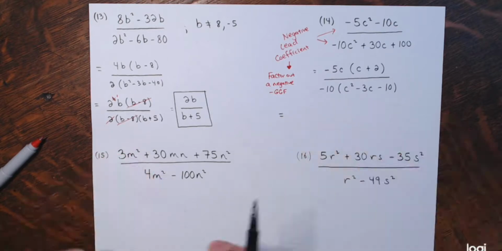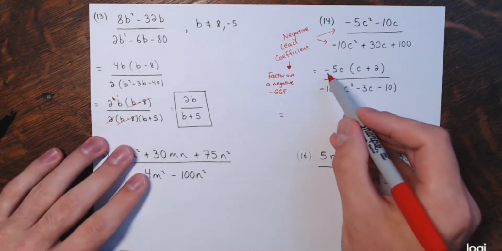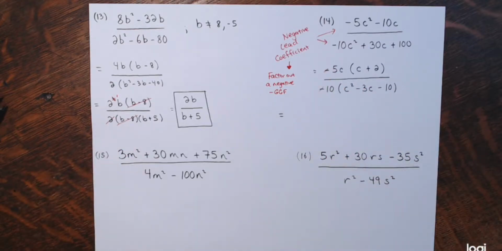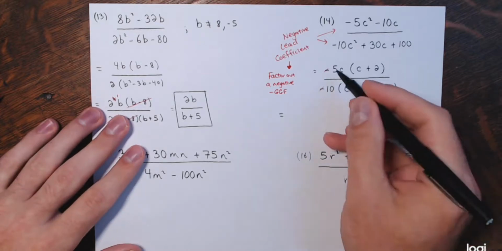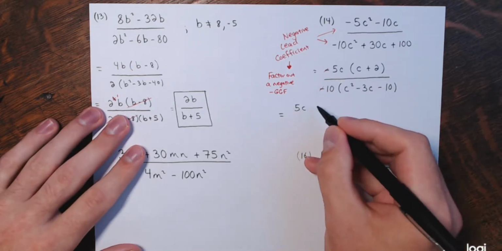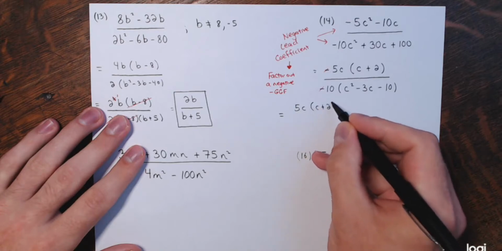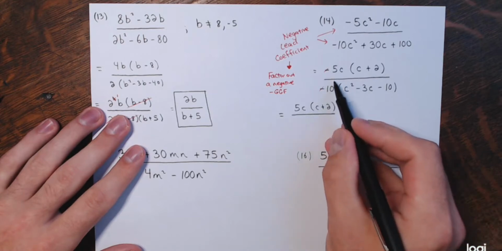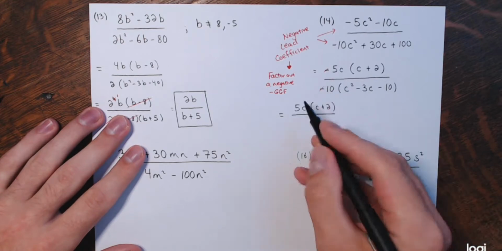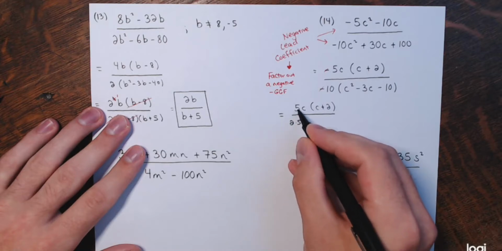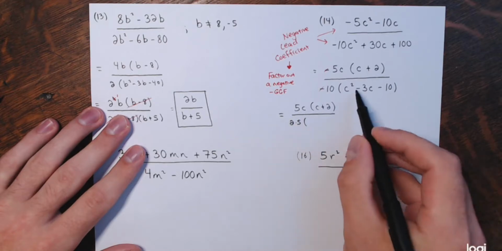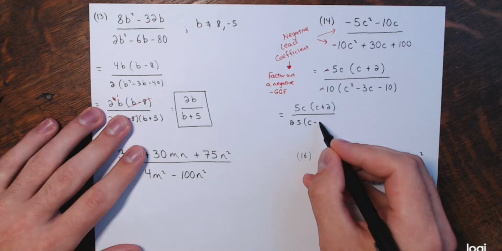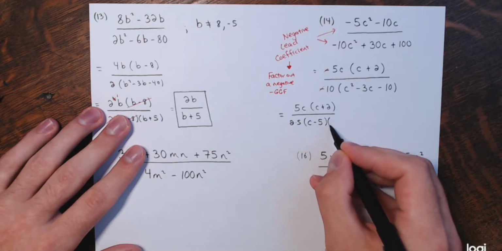Now, one thing I'll point out here also is that we have a negative factor. I'll cancel those right now. That'll make this positive. Have a positive lead coefficient here. The negatives cancel. So I've got 5 times c plus 2 in the numerator, right? When that's totally factored. And then 10, I noticed that 5 and 10 will have a common factor. So I'm going to break 10 up into 2 times 5 just to get that common factor exposed. and then the other factor, c squared minus 3c minus 10, that factors to c minus 5 times c plus 2.